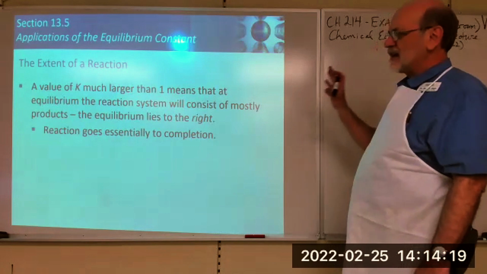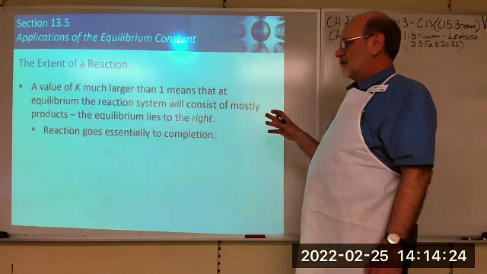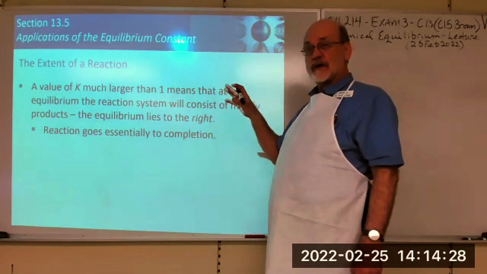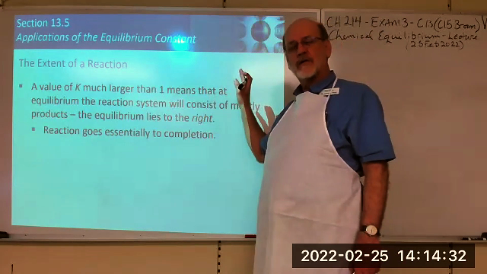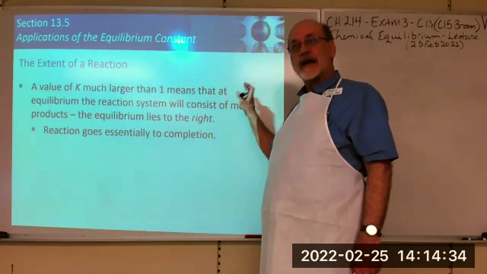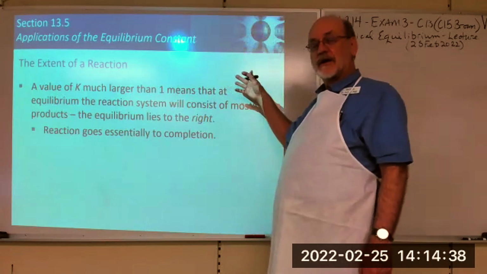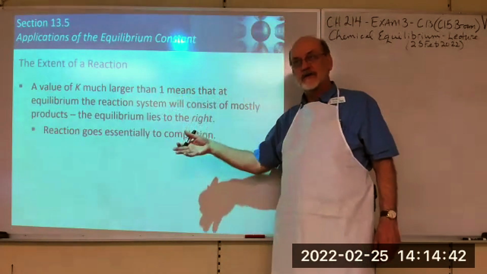All right, so this one needs to be taken with a grain of salt. Generally speaking, if the K is extremely large, much larger than 1, you can infer that the products are dominant at equilibrium. There's much more product. If it's much less than 1, then it's the other way around. Reactants dominant.